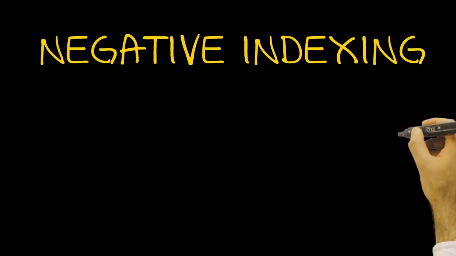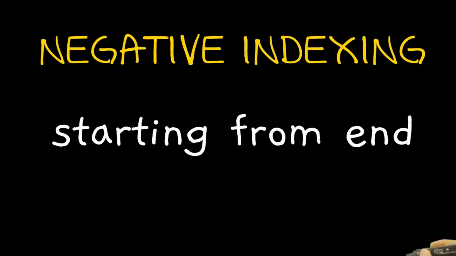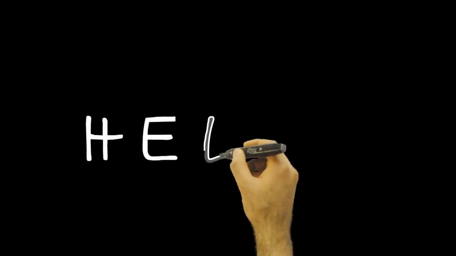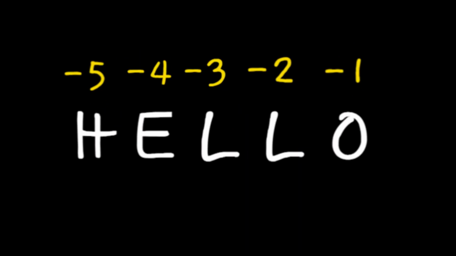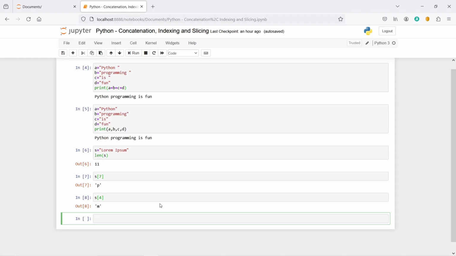Negative indexing is simply counting the index positions of the characters in the string, starting from the end of the string. But instead of 0, the index number starts with -1, -2, and so on, like so. This is useful when we want to get hold of the last character of a string, especially of a long string without knowing its index number.